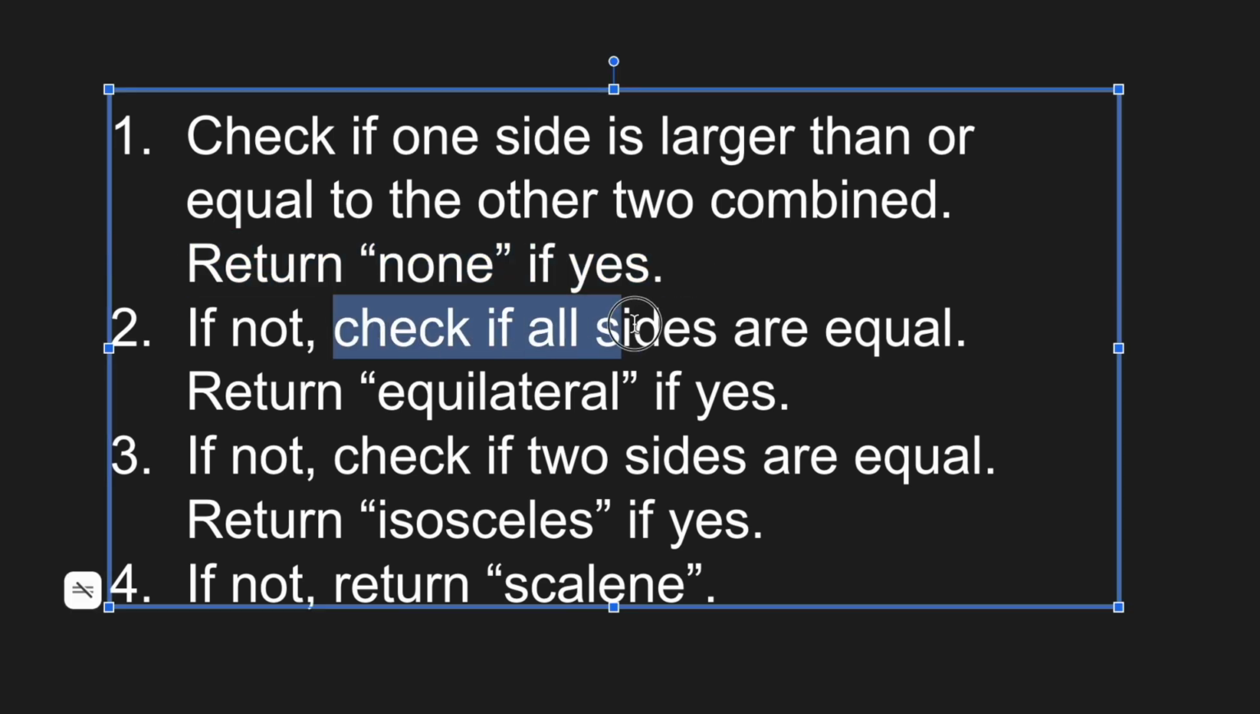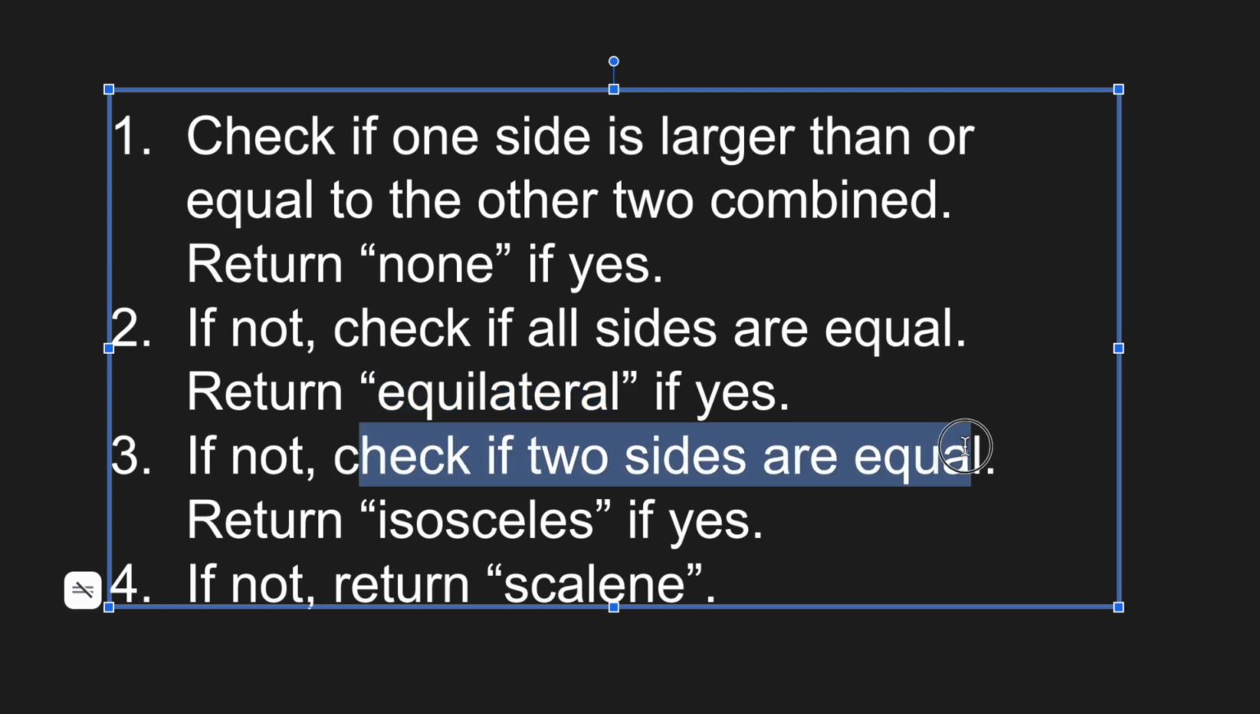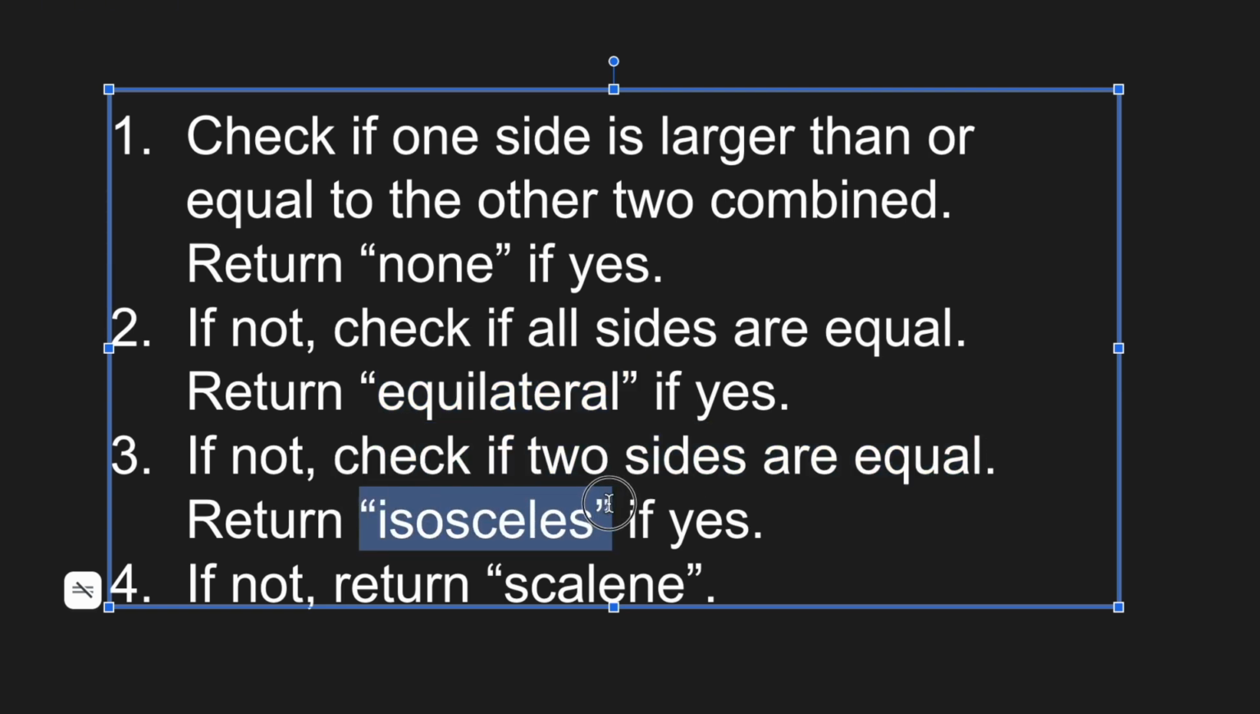Otherwise, we secondly check if all sides are equal. If so, we return equilateral. And if we still have not met a condition, then we check if two sides are equal. If that's the case, then we return isosceles. If all of these statements are not satisfied, then we know it's scalene, because none of the sides are equal, and we know that we don't have one side that's larger than the other two combined. So we can return scalene.